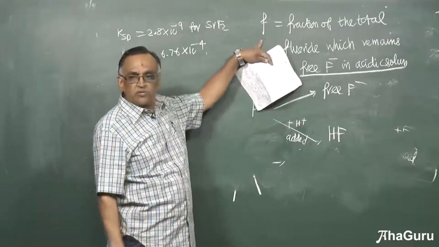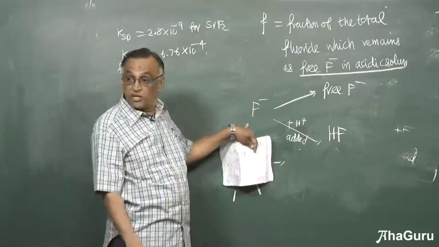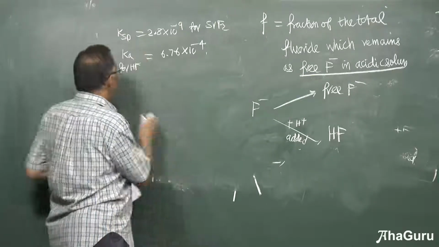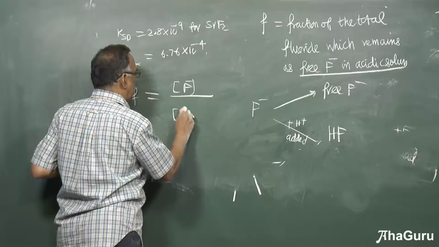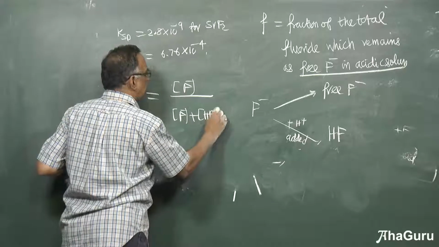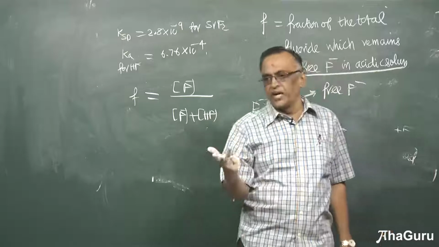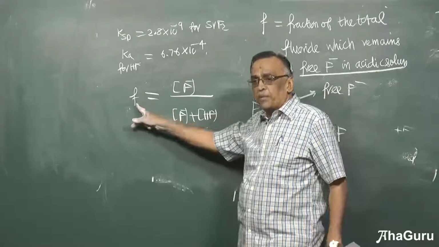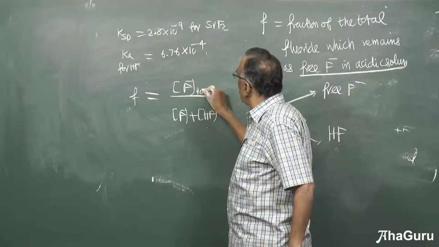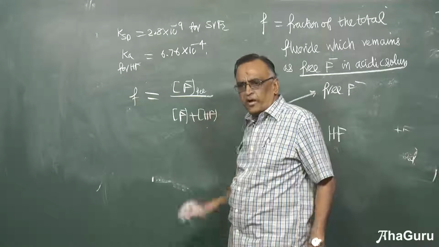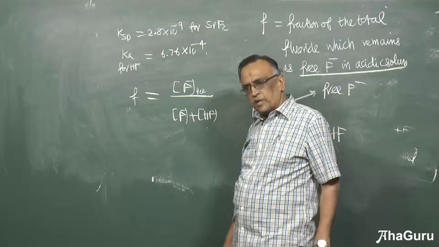If you want to avoid any confusion, you can take it as x instead of f, because here is F, here is F. So this fraction is what? Concentration of free fluoride ion divided by concentration of free fluoride ion plus concentration of HF, correct? Yes or no? There are two ways in which fluoride exists. This is free fluoride ion, correct? What I mean by F− is free fluoride ion. F− concentration by total. Correct?